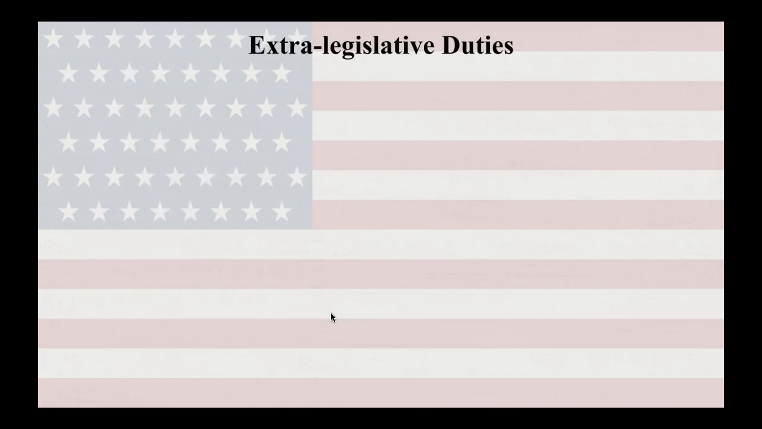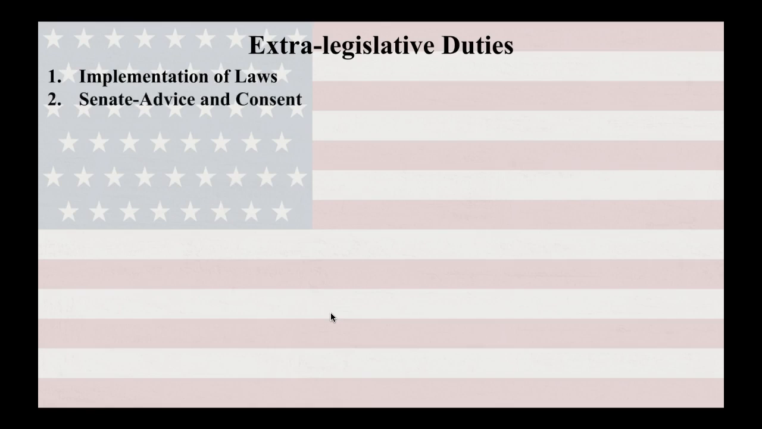Now, the Congress does have some extra legislative duties. Implementation of the laws. The Senate has the authority to advise and consent to the president's nominations. And so if the president nominates somebody to a cabinet position or a federal judge to the bench, then it is the Senate that will advise and consent to that. They will take a vote as to whether or not that nomination can actually happen.